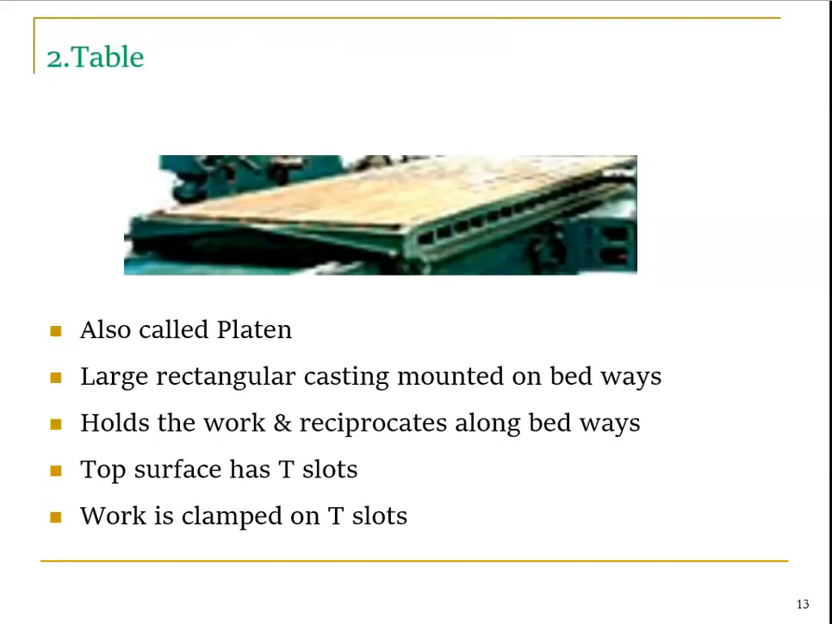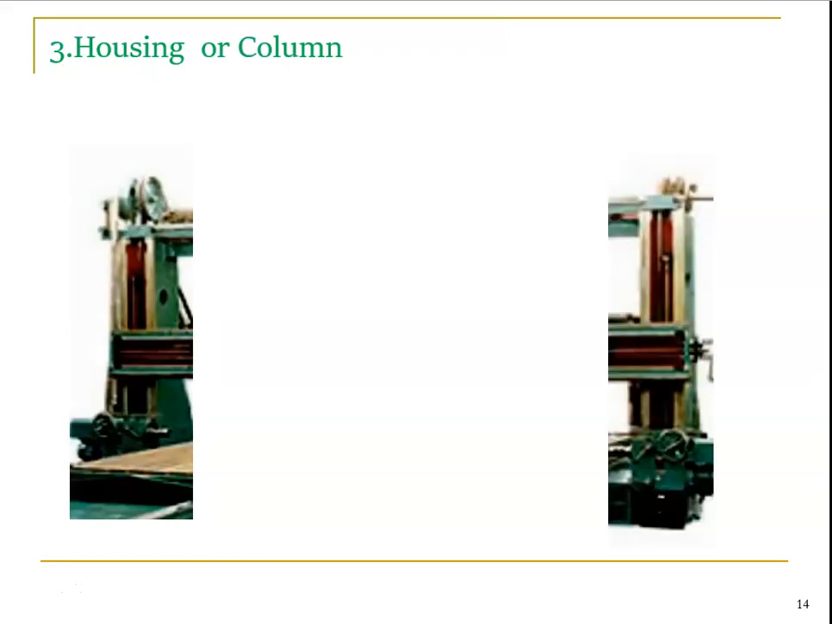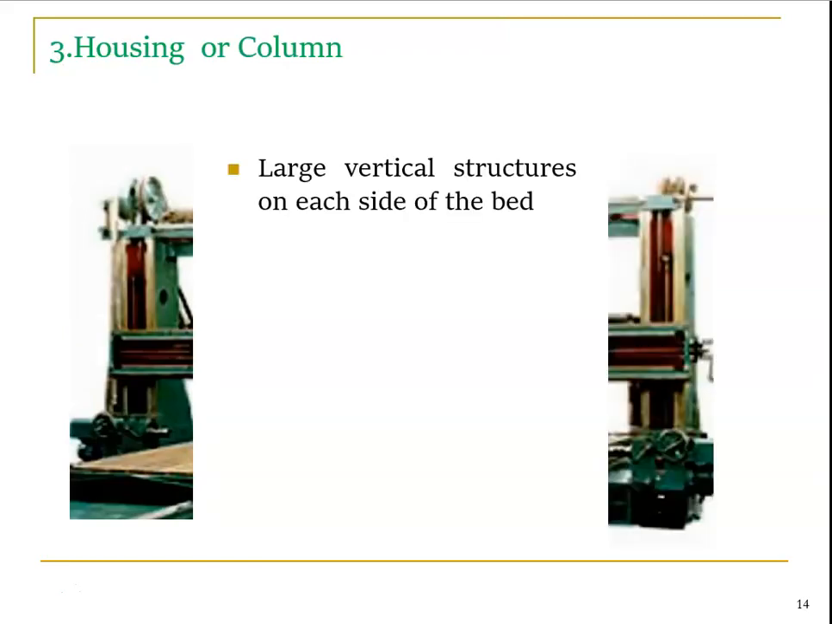So normally for a large workpiece we will not use a clamp vice. Generally we connect it using T-bolts in the T-slots. The next is the housing or column. So we have two housings.